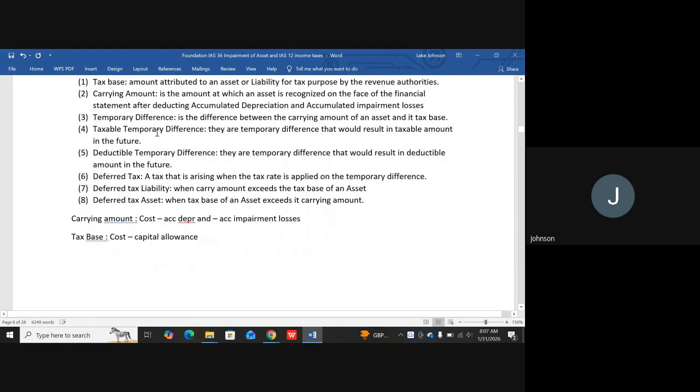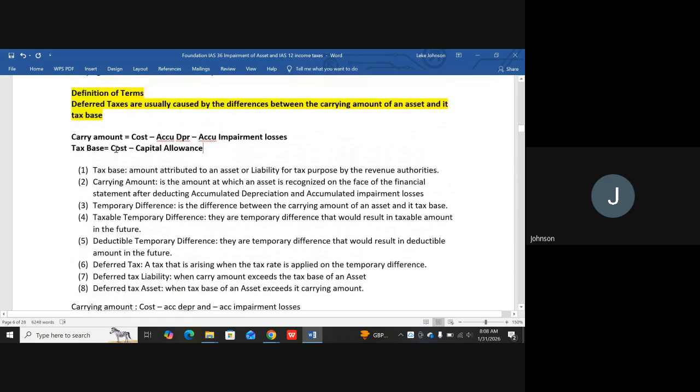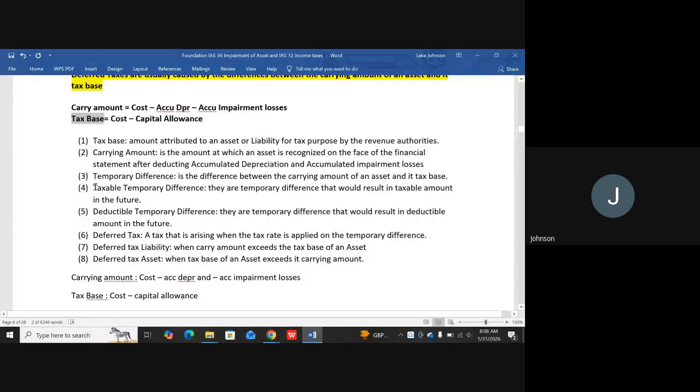Then the next one we talk about is carrying amount. It is the amount at which an asset is recognized on the face of the financial statement after deducting accumulated depreciation and accumulated impairment losses. Now, what does this difference between carrying amount and tax base cause? It usually causes what we call temporary difference.